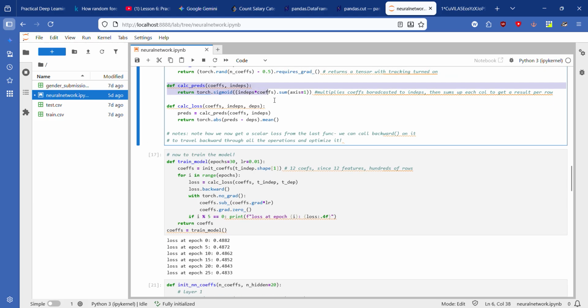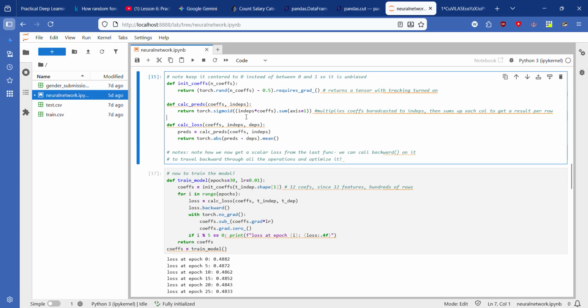So next is actually calculating the predictions. And this is the crazy part. This is so simple, but so important. We're literally just going to multiply our independent variables, I think the variable is called t_indep or something like that, by our coefficients. And those are those 12 numbers. If you don't know matrix multiplication, go back to my tensor video. I did a very brief but nice overview. I had a visualization tool to show you what it looks like for those unfamiliar with it.